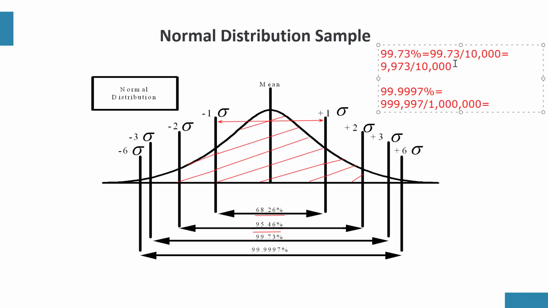as against 3 sigma, which is still looking at defects on the scale of tens of thousands. 6 sigma is looking at defects on the scale of 1 million defective products. So that's what we are saying here.